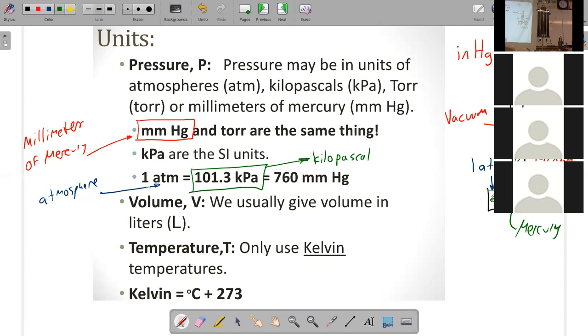So these are equivalent values. An atmosphere is the same as 101.3 kilopascal. It's the same as 760 millimeters of mercury. Sometimes it matters what unit you use, and sometimes it doesn't. But what you can't do in a problem is have a mixture of units.